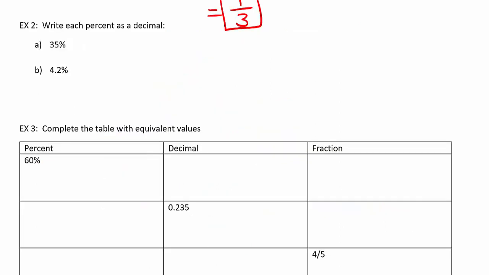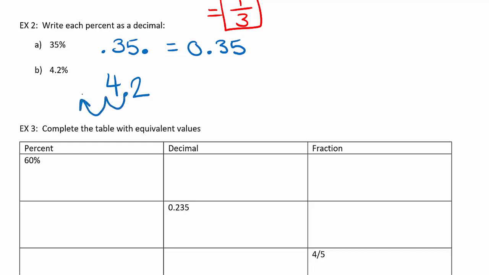Now every percent can be written as a decimal as well, because percent means divide by 100. Dividing by 100 means you take the decimal and you move it 2 places to the left. So there's the decimal. I move it 2 places to the left. 35% is the same thing as 0.35 or 35 hundredths. 4.2%, I take the decimal, I move it 2 places to the left. I'm going to have to put a 0 in there. So 4.2% is the same as 0.042.